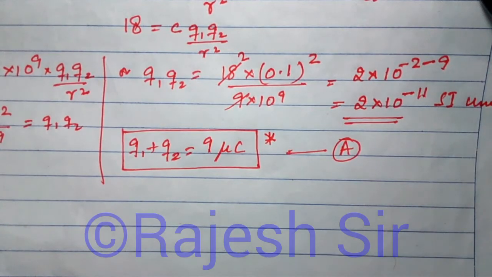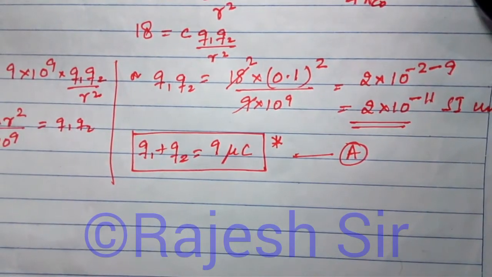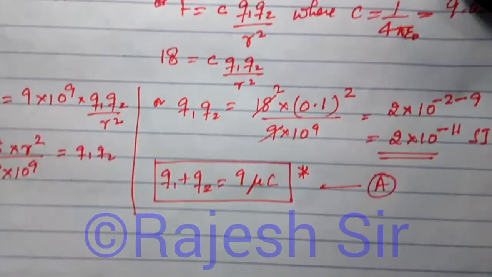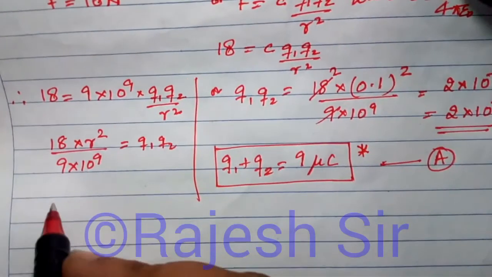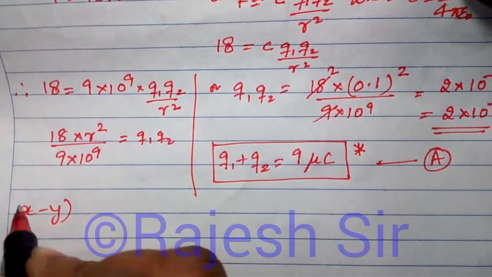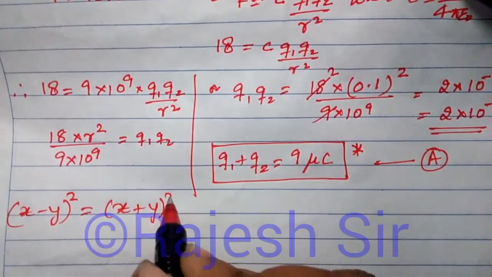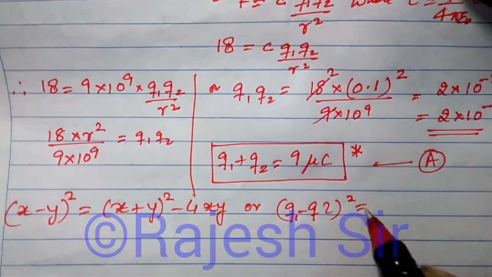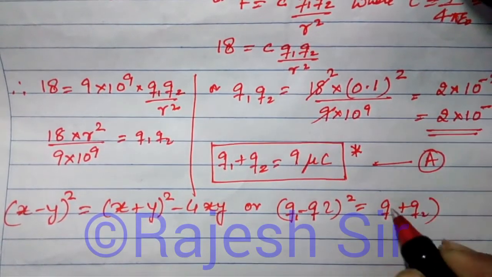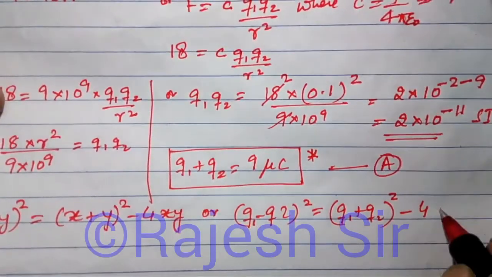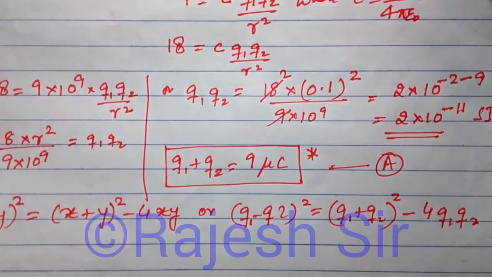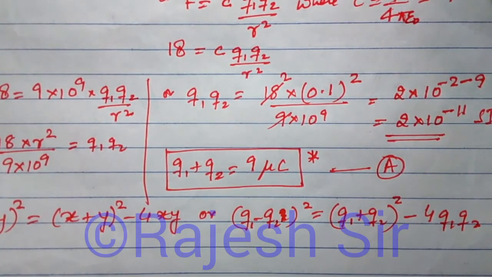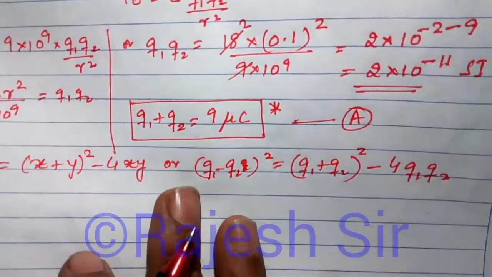Quadratics are always difficult for us to solve. I prefer another approach. What I'm going to do is take a famous identity from algebra, and that happens to be x minus y whole square is equal to x plus y whole square minus 4xy, or I can say Q1 minus Q2 whole square is equal to Q1 plus Q2 whole square minus 4 times Q1 Q2. This will give me an expression in Q1 minus Q2, and then I am going to solve Q1 minus Q2 and Q1 plus Q2 with the help of simultaneous linear equations.